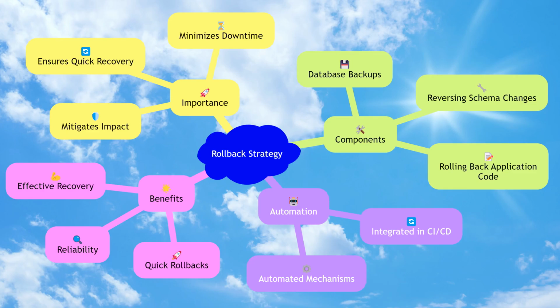Despite careful planning, deployments can sometimes go wrong. Having a rollback strategy is crucial for mitigating the impact of failed deployments. Rollback strategies can include restoring database backups, reversing schema changes, and rolling back application code. Automated rollback mechanisms can be integrated into CI/CD pipelines to ensure that rollbacks can be performed quickly and reliably. By having a robust rollback strategy, teams can minimize downtime and recover from failures more effectively.